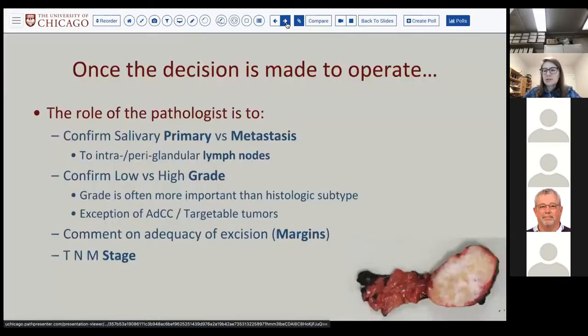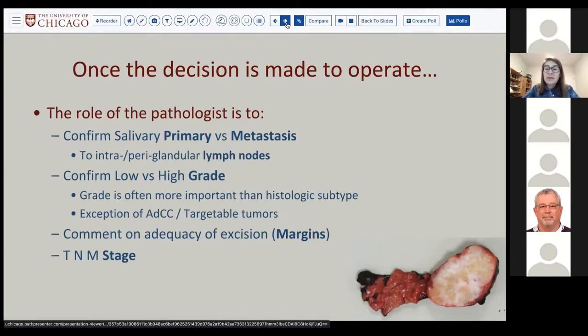So once the decision is made to operate based on your biopsy or FNA diagnosis of low grade, resect, high grade, resect with a neck or something else, we certainly again want to confirm whether this is a primary salivary tumor or a metastasis, and confirm again the histologic grade, generally low versus high. There are not established formal grading systems for all salivary carcinomas, but common sense will dictate that things like perineural, lymphovascular invasion, necrosis, high mitotic rate, pleomorphism are things to look for in high-grade malignancies.